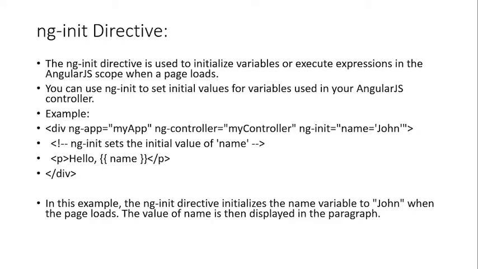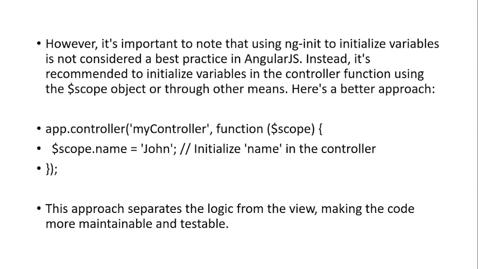You can see in the example I am using ng-app, the ng-controller directive as well as ng-init, right? In the initialization I am going for the variable called name. Name is the variable name, and inside name I am using the value John. So ng-init sets the initial value of the name. What is the initial value of the name here? John is the initial value. When the data is bound, the value will be John, so Hello John will be printed when I execute this script.